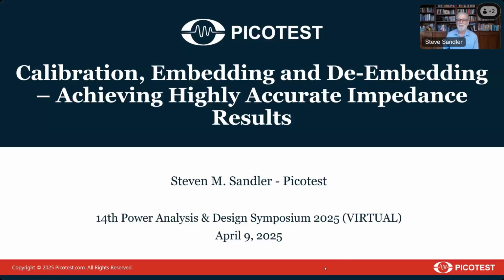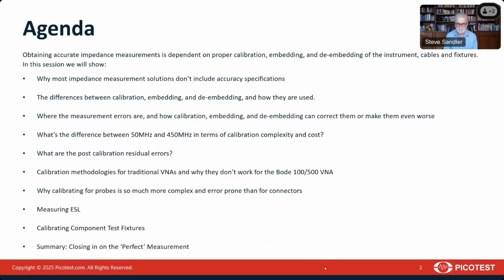We're going to talk about calibration, embedding, and de-embedding, and how we can get highly accurate results, particularly with the Bode 100 and Bode 500. This is going to cover an awful lot of ground, but we're going to talk about why measurements do have errors, what those errors are, what the differences are between calibration, embedding, and de-embedding, and how we use those.